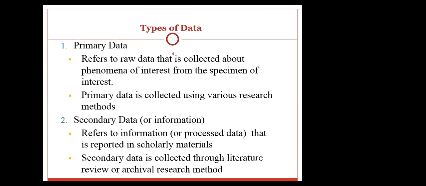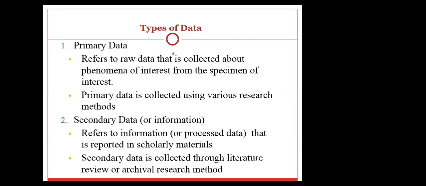There are two types of data that we collect. We have primary data. This refers to raw data that is collected about a phenomenon of interest from the specimen of interest. You're looking for this phenomenon, whatever you're studying, homeschooling, and from the specimen of interest, from the real source itself. The primary data is collected using various data collection methods, not research methods. In research, every word has a specific meaning, and you have to be clear on what you mean, so this I should correct. It should be various data collection methods, not various research methods. And secondary data, or secondary information, refers to information that is reported in scholarly materials.